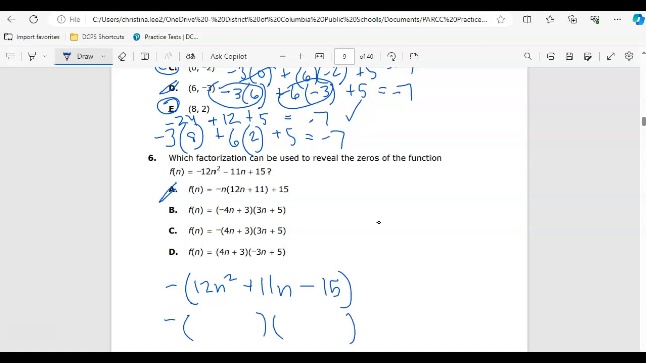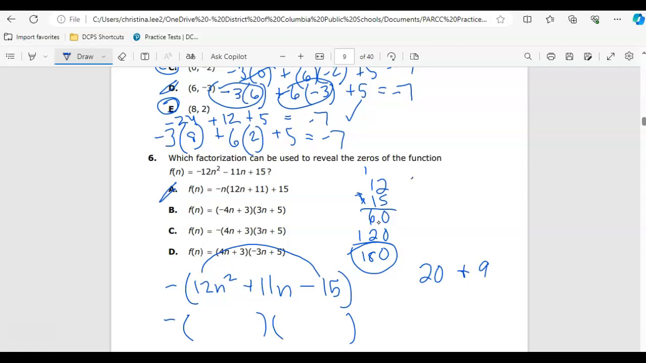And so I want to multiply a times c, right? And then figure out what multiplies to give me that, and that will add up to equal 11. So we have 12 times 15, so 10 carry the 1, 60, 0, 2, 1, so 180. So we're looking for what equals 180 and adds up to be 11. That's going to be 20 and 9, right? So a positive 20 and a negative 9.